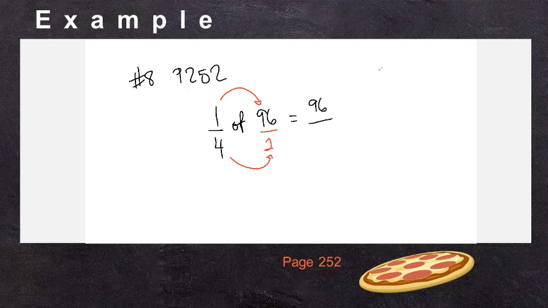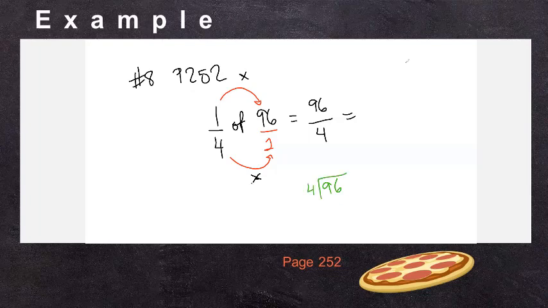This is number 8, the same page, 252. 1/4 of 96. Remember what you have to do: put 1 over the whole and multiply. 1 times 96 is 96. 4 times 1 is 4. You need to divide 96. Let's divide 96 by 4.